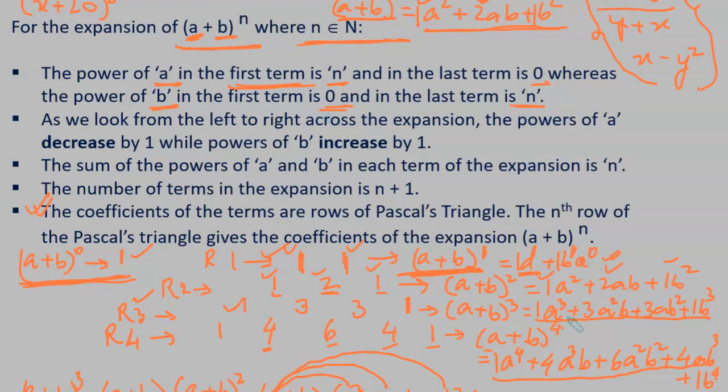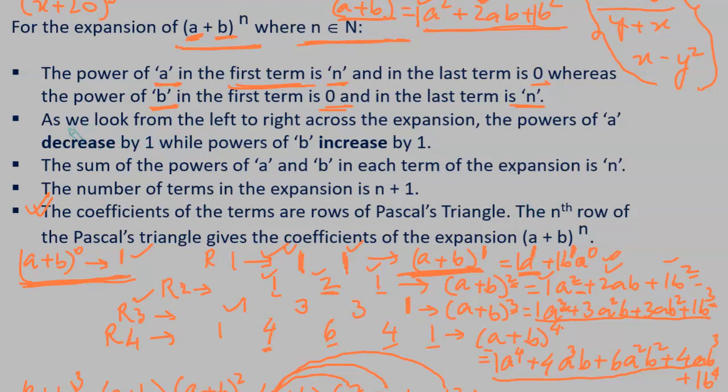b to the power of 1. Similarly, for a plus b to the power of 2, since n is 2, power of a in the first term is 2 and power of a in the last term is a to the power of 0. And power of b in the first term is 0 and in the last term is 2. Okay. Same thing, power of a in the first term is 3 because n is equal to 3. And power of b in the last term is 3 because n is equal to 3. Okay. This is followed every time, no matter what the value of n is.